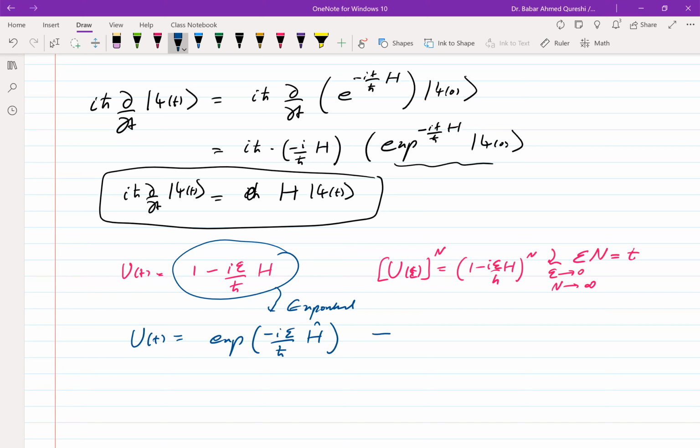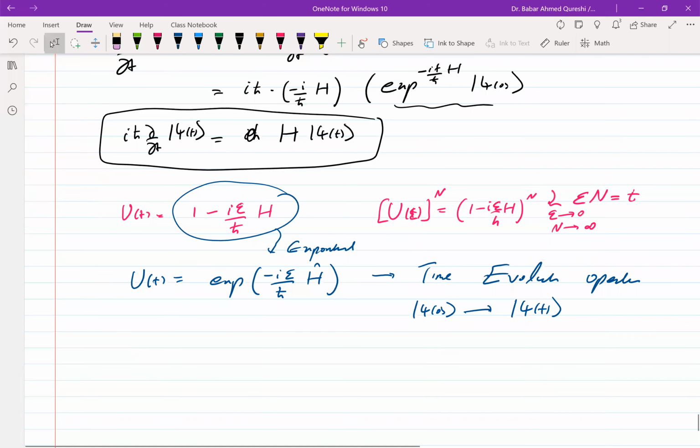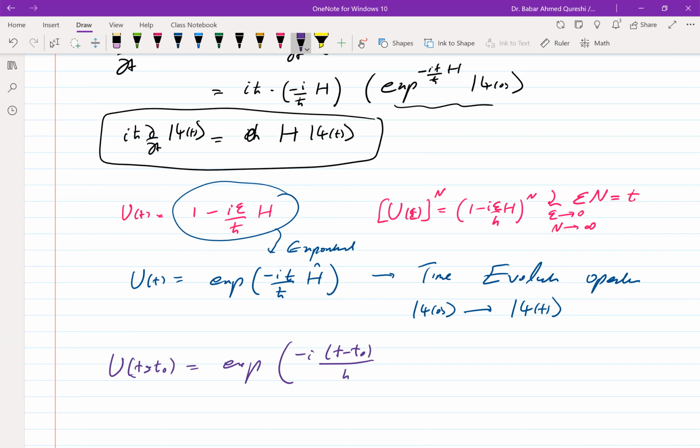And this is called the time evolution operator. This takes you from psi 0 to psi t. Oh, sorry, there's a t here, not epsilon. And you can show very easily that if you want to go from t0 to t, then this is just t minus t naught. I'm not going to do it right now. Let's just leave it as an exercise.